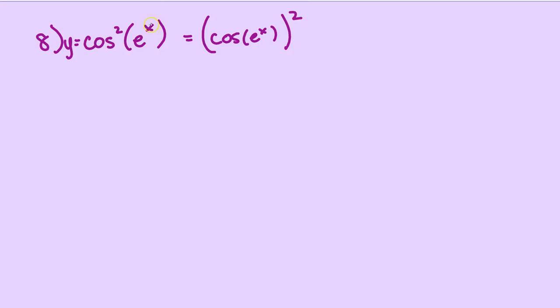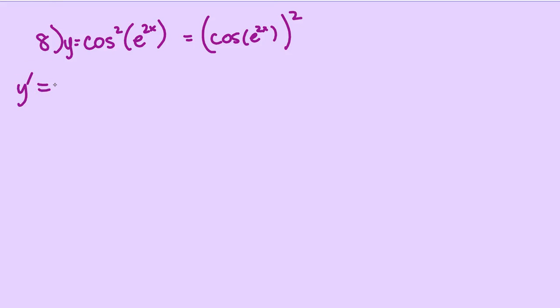I'm even going to change that. Instead of e to the x, I'm going to make it e to the 2x. So actually we have 4 layers now because the innermost layer is 2x. So in this chain rule we're going to have 4 things multiplied together.